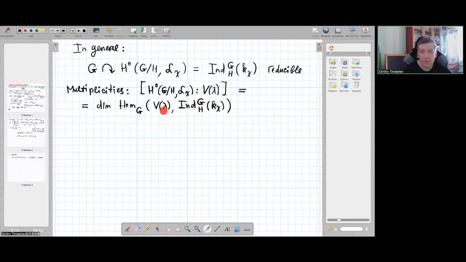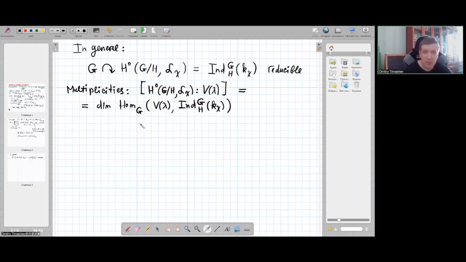And any G module map from this guy to a direct summand in here, which is isomorphic to V of lambda, is just a scalar map by Schur's lemma. And so there are as many linearly independent G module homomorphisms from here to here as there are irreducible summands in the decomposition of this space which are isomorphic to V of lambda. So I explained this equality.